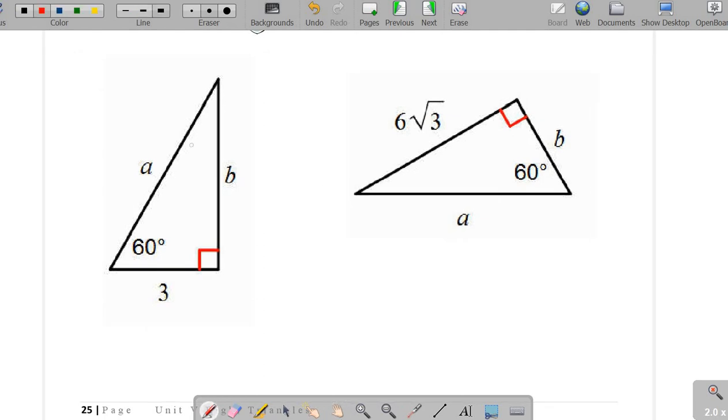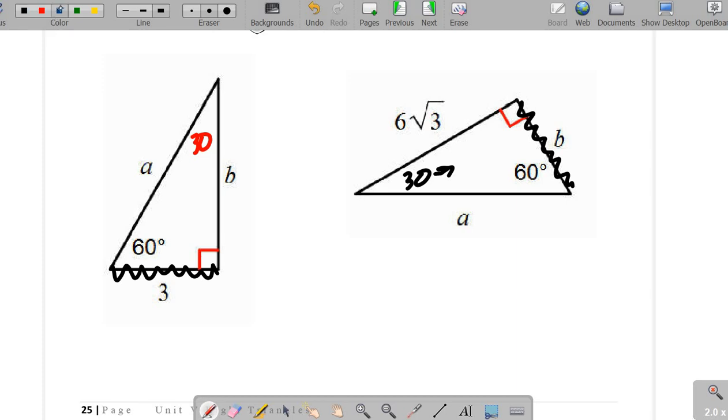Across, if that's 60, that's 90, this is 30. That would make this the short leg. That's 60, this is 30. That would make this the short leg. Now, you draw what I call the tree sprouts.